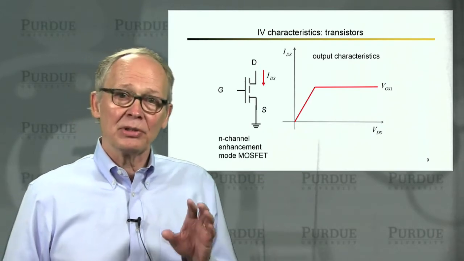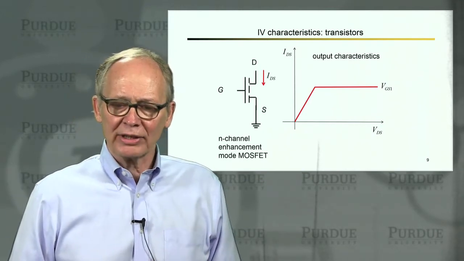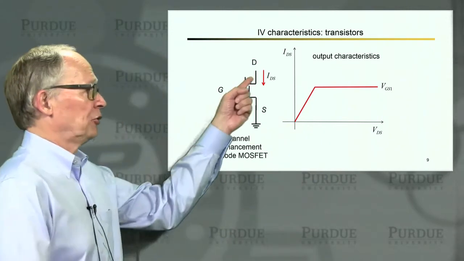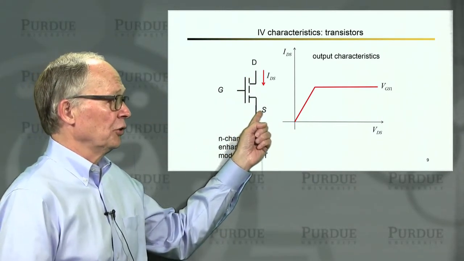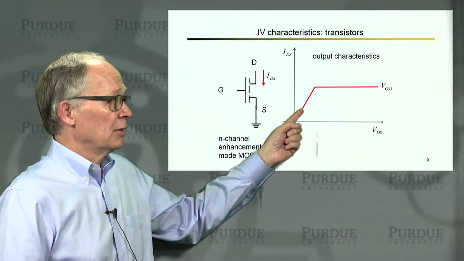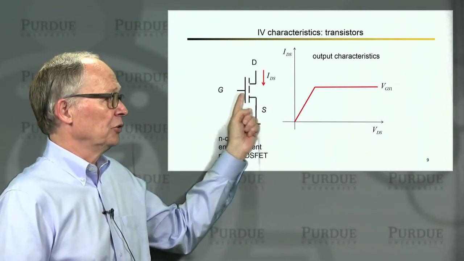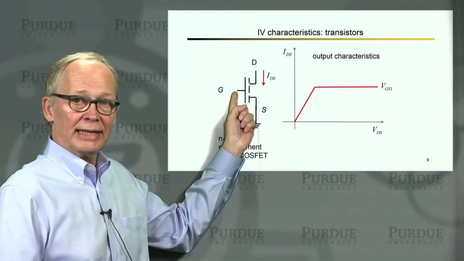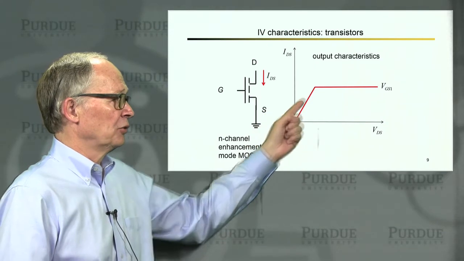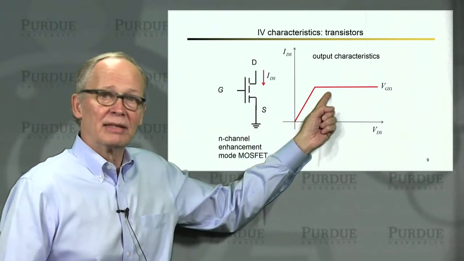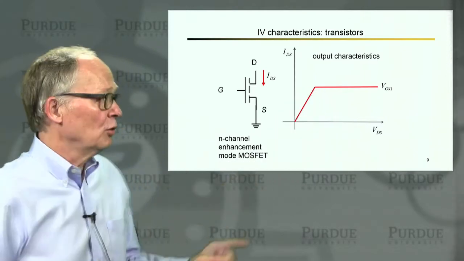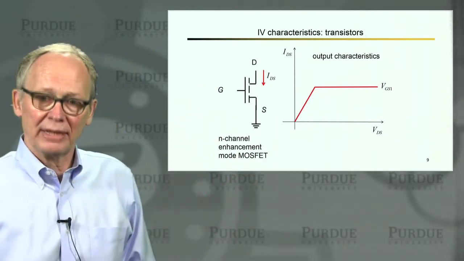Now, at the simplest level, the output characteristics of the transistor would look like this. If I apply a small voltage between the drain and the source, the device will operate like a resistor. The particular value of the resistance will be determined by the voltage that I apply at the gate. If I apply a large enough voltage between the drain and the source, the device will operate like an ideal current source. The particular magnitude of the current will be determined by the voltage that I apply to the gate.